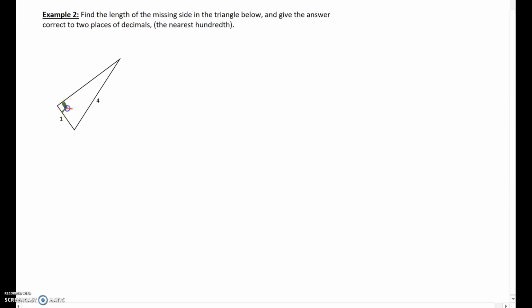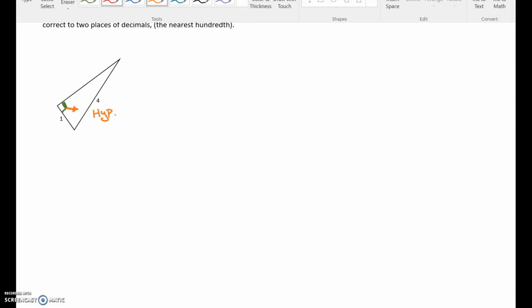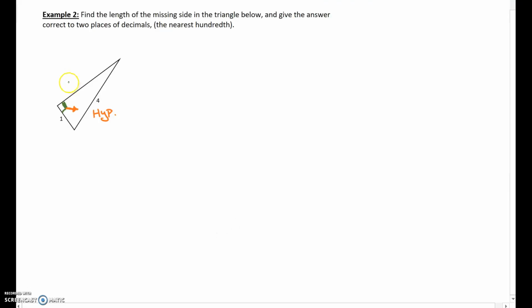So if you draw a line, the hypotenuse is always opposite the right angle. So if you draw a line pointing away from the right angle, it'll point towards the hypotenuse. So then this side must be the hypotenuse. Okay? Which means that the unknown is actually this leg. So that's the leg you're looking for.